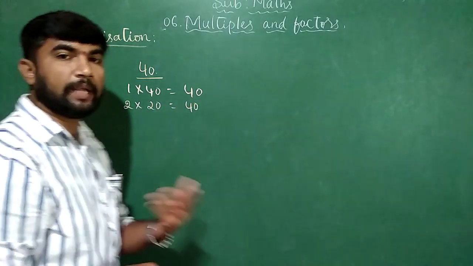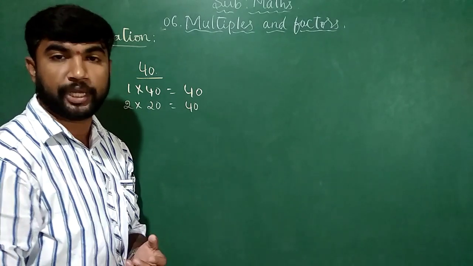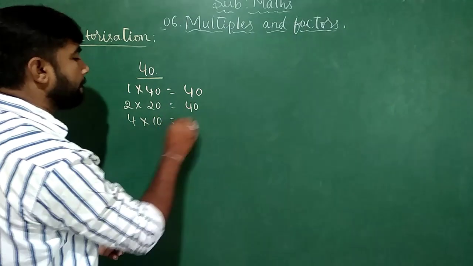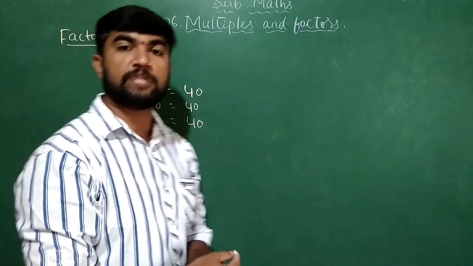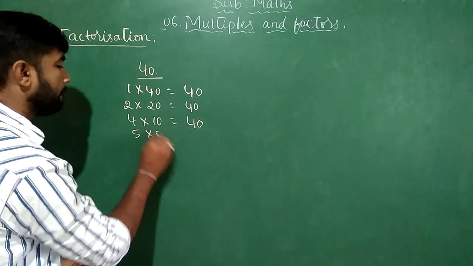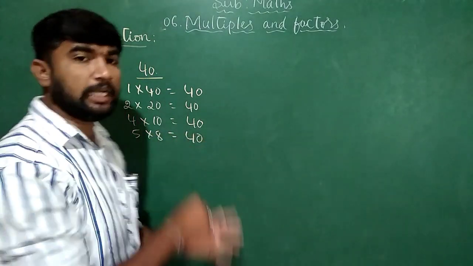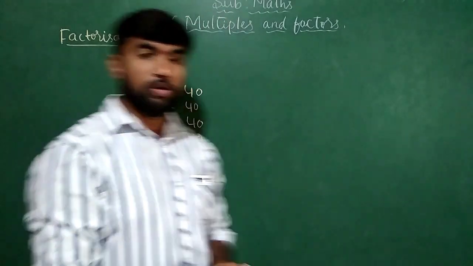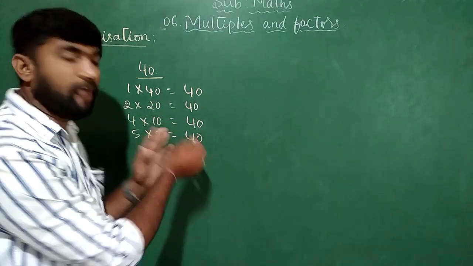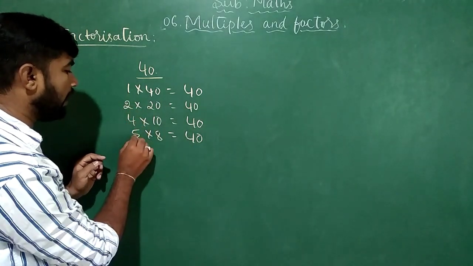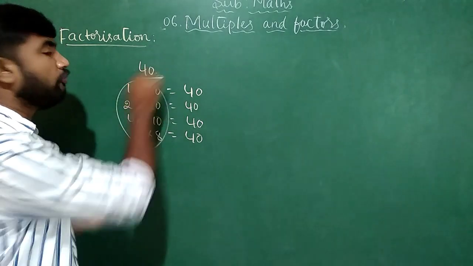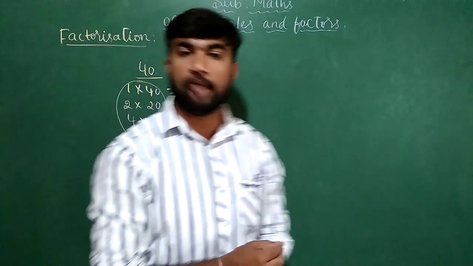In the third table, 40 is not a multiple of 3. In the next table, 4 tens are 40. In the 5th table, 5 eights are 40. Like that, we are checking the tables. If it is a multiple of that number, we write it down. Afterwards we get the factors: 1, 2, 4, 5, 8, 10, 20, 40. These are all the factors of 40. Like that we are finding the factors.